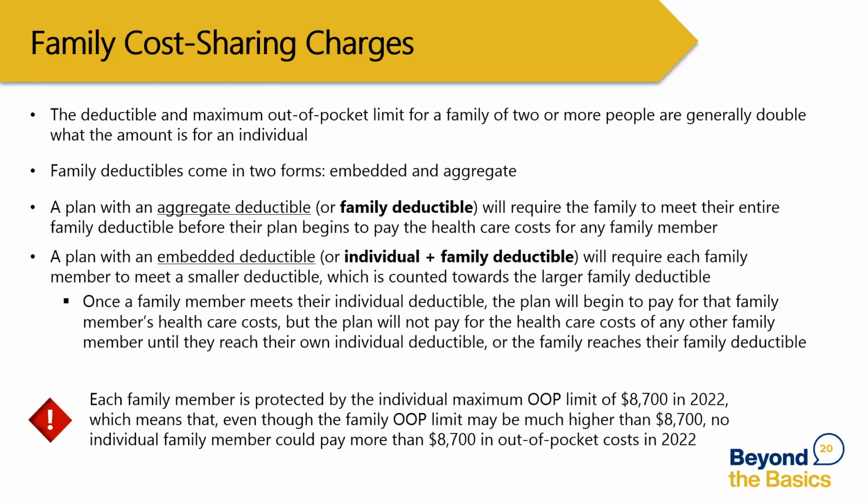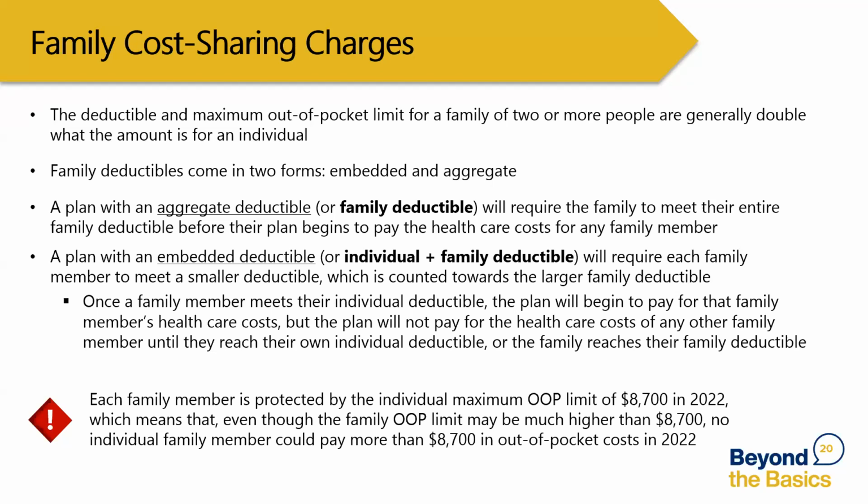When a family of 2 or more people enroll in a plan, cost-sharing charges get a little more tricky. First, the deductible and maximum out-of-pocket limit for a family are double what the amount is for an individual. Family deductibles come in 2 forms: aggregate, which you can think of as just a family deductible, and embedded, which you can think of as an individual plus family deductible.